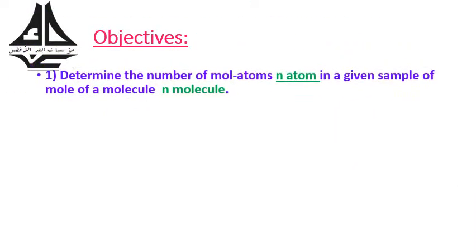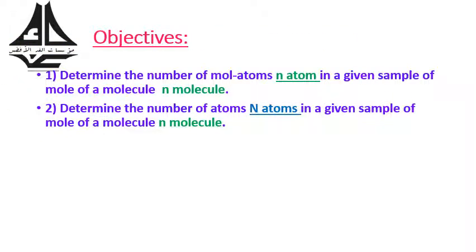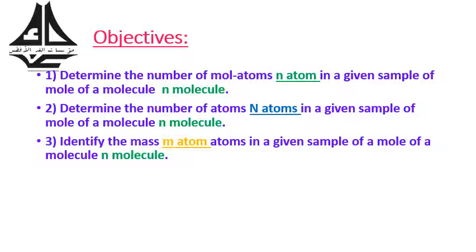The objectives are: 1. Determine the number of mole atoms, small n atom, in a given sample of mole of a molecule, small n molecule. 2. Determine the number of atoms, capital N atoms, in a given sample of a mole of a molecule, N molecule. And 3. Identify the mass, small m atoms, in a given sample of a mole of a molecule, small n molecule.